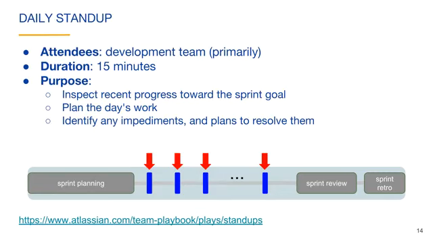The purpose of the meeting is to inspect recent progress toward the sprint goal, plan the day's work, and identify any impediments to the team. The team usually makes plans to resolve the impediments, but the discussion often moves to after the meeting. The output of the meeting is the plan for the day.